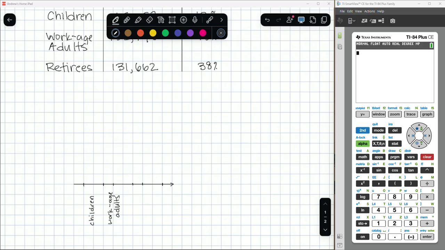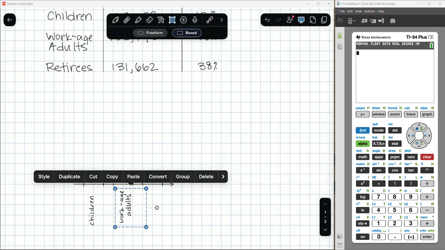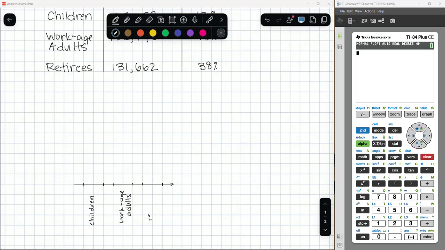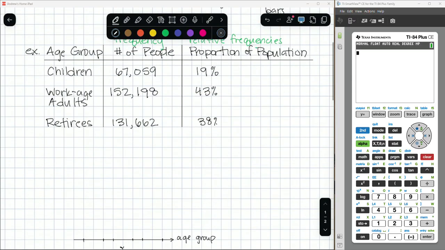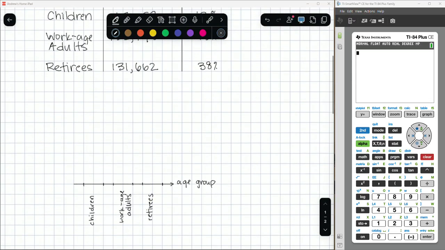and then I've got, oops, that's not where that should be. Come on, Mr. J. There we go. And then I've got retirees. I'm also going to label this with what those are. Those are age group categories. And then I need my other axis to be frequency or relative frequency. And the biggest relative frequency is 43.